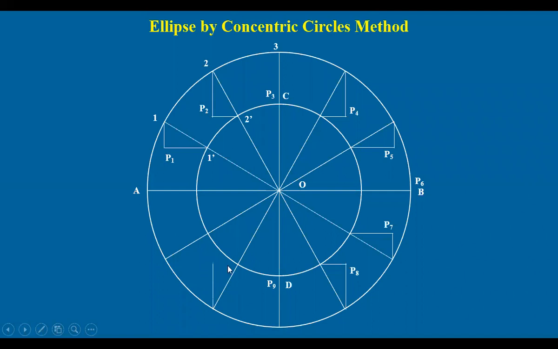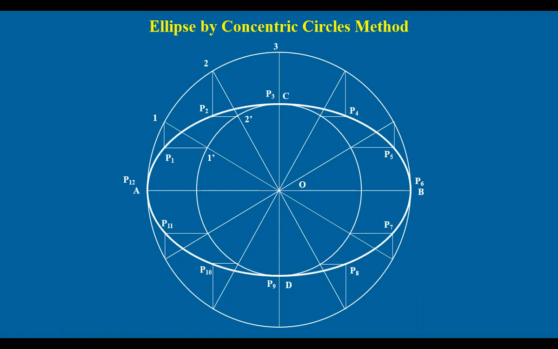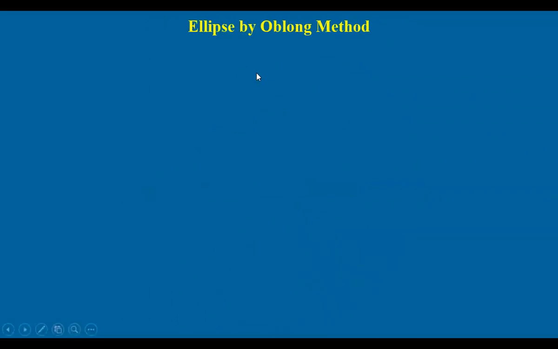Similarly, in the other quarters also, a vertical line and a horizontal, you get P10, a vertical and a horizontal, P11, P12, which coincides with A. So we got 12 points here. Join all these points by a smooth freehand curve. You get a beautiful curve called an ellipse. Because we have used the concentric circles to get this, we call this method the concentric circles method. Now, there is another method called the oblong method to construct the ellipse.